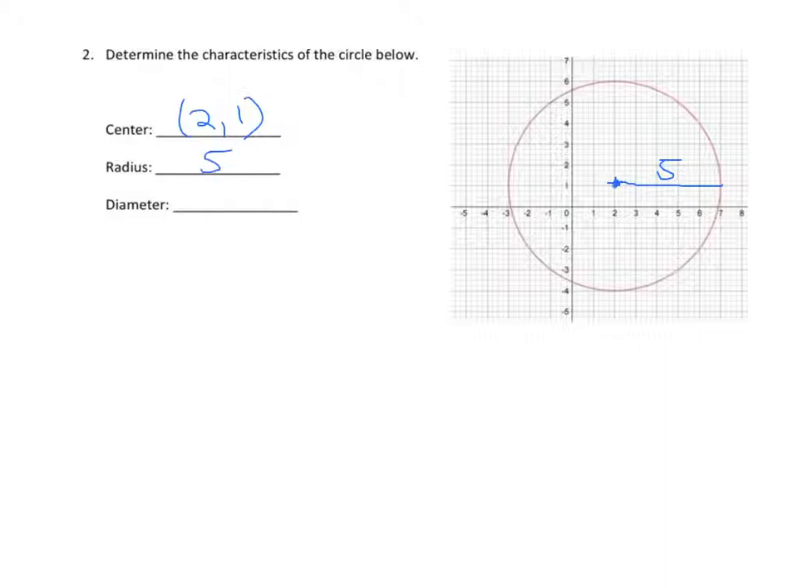And then the diameter is all the way across the circle, which you just add the 2 radii together, or you multiply the radius by 2, and in this case we get a diameter of 10.